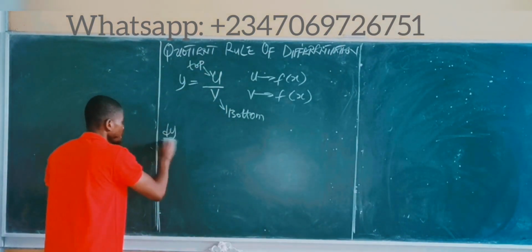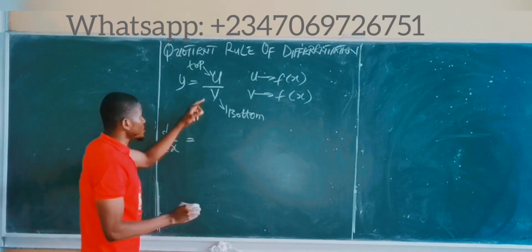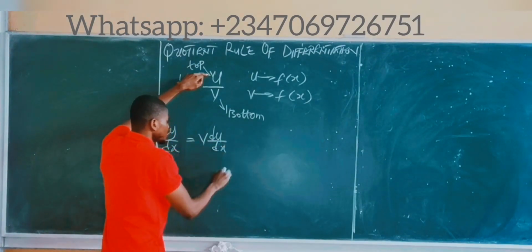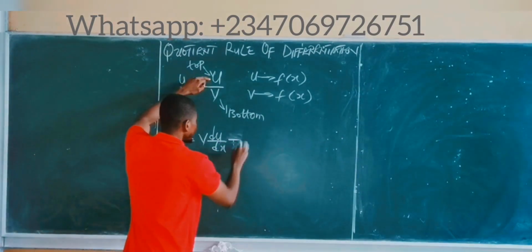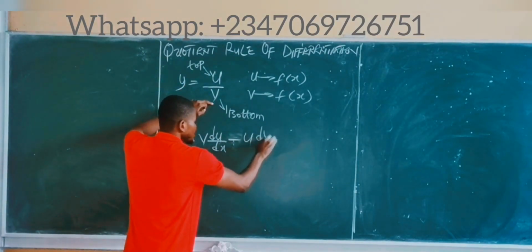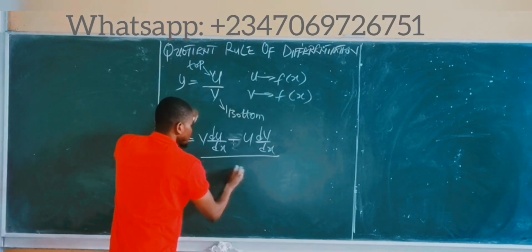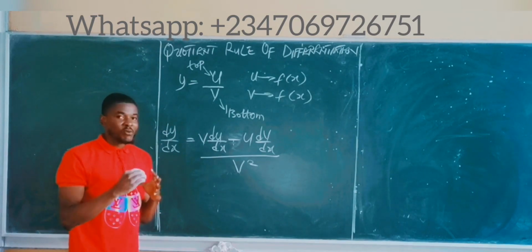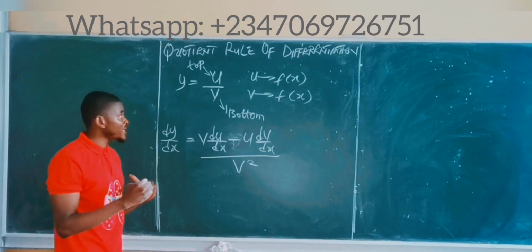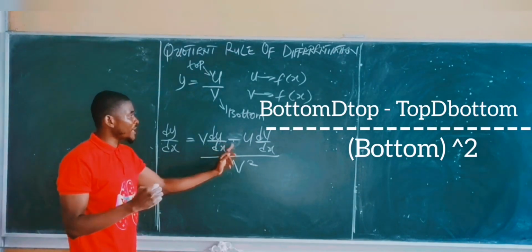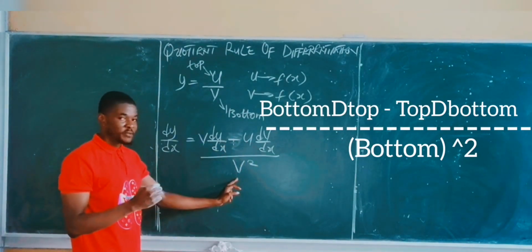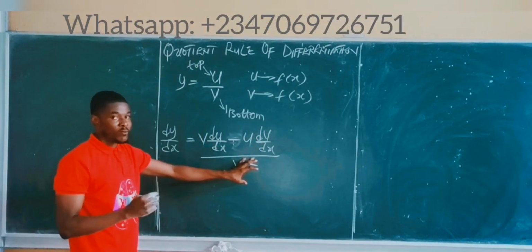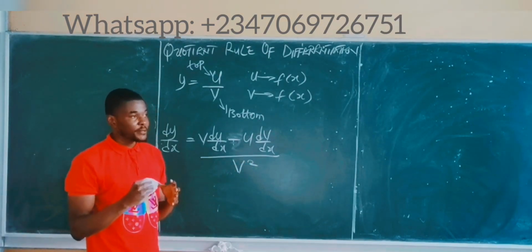Now dy/dx is simply what? We keep the bottom, differentiate the top, that's du with respect to x, minus keep the top, which is u, differentiate the bottom, that's dv/dx, all over the bottom squared. So in general, for the quotient rule, dy/dx is bottom times derivative of top minus top times derivative of bottom, all over bottom squared. So keep the bottom, differentiate the top, minus keep the top, differentiate the bottom, all over bottom squared. So that's the quotient rule of derivative.